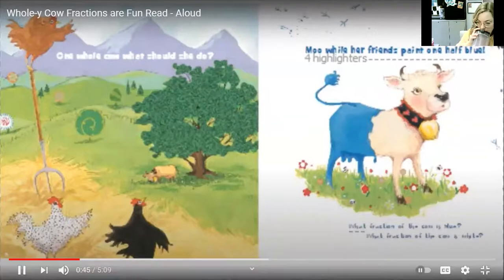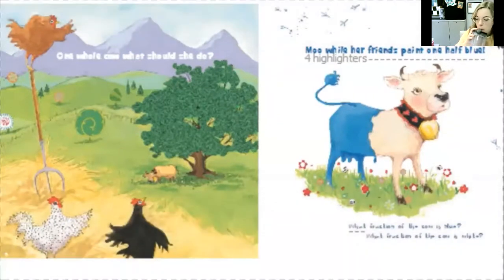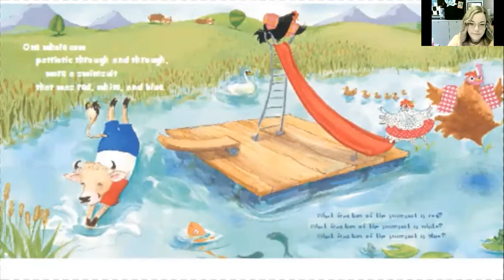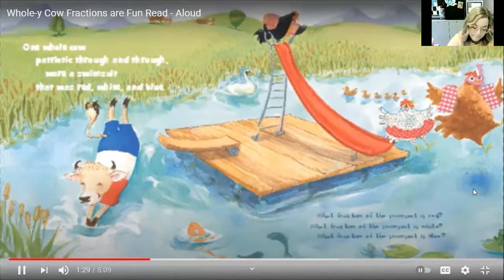Right, 1/2. What fraction of the cow is white? That's right, 1/2. One whole cow, patriotic and wore a swimsuit that was red, white, and blue. What fraction of the swimsuit is red? That's right, 1 out of 3, 1/3. What fraction of the swimsuit is white? That's right, 1/3. What fraction of the swimsuit is blue? Yes, 1/3.